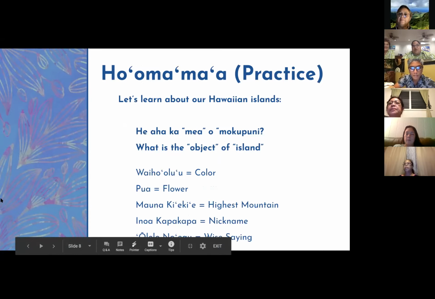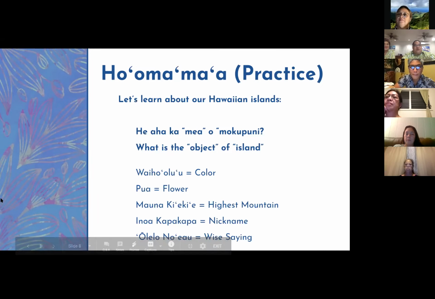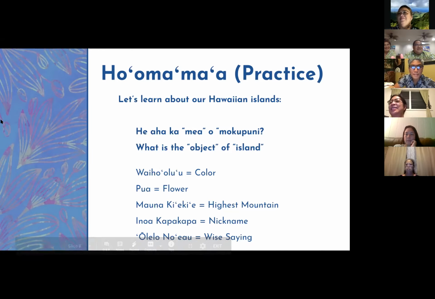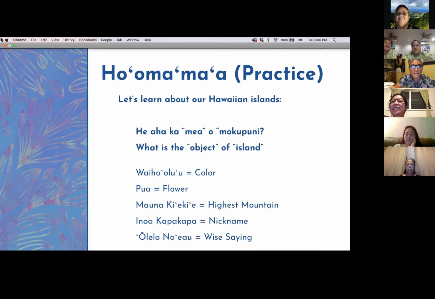All right, so we're going to play a little game for our hoʻomaʻamaʻa. Raise your hand or type if you completed ʻōpaʻa number 2 about your hoʻolauna. Okay, about 20%, that's an F. Just kidding. Okay, so this is pretty simple, actually.